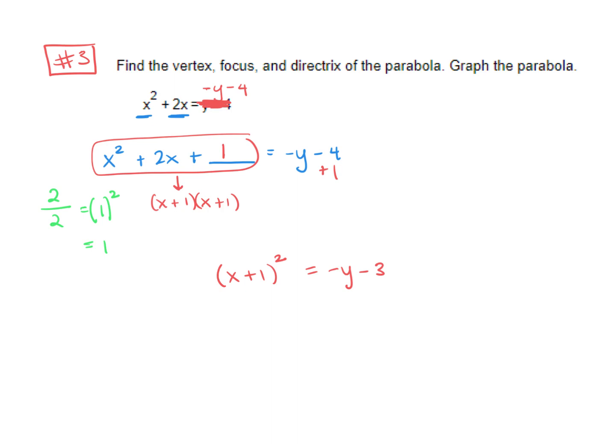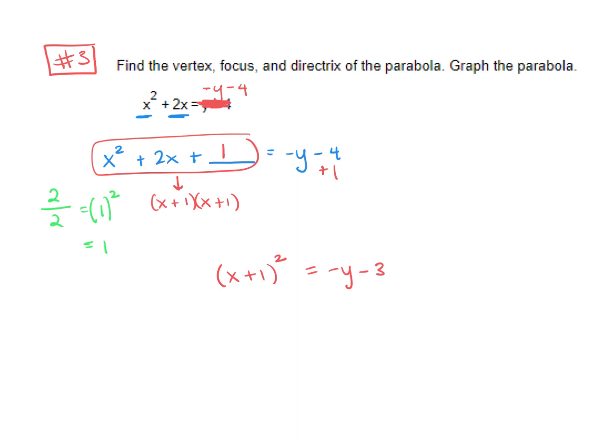All right, some of you have a positive y right here. Some of you have a negative y. If you have a positive y, then you just have to get the y alone. You're ready to just add 3 to both sides. If you have a negative y, I just want to show you something that you can do.